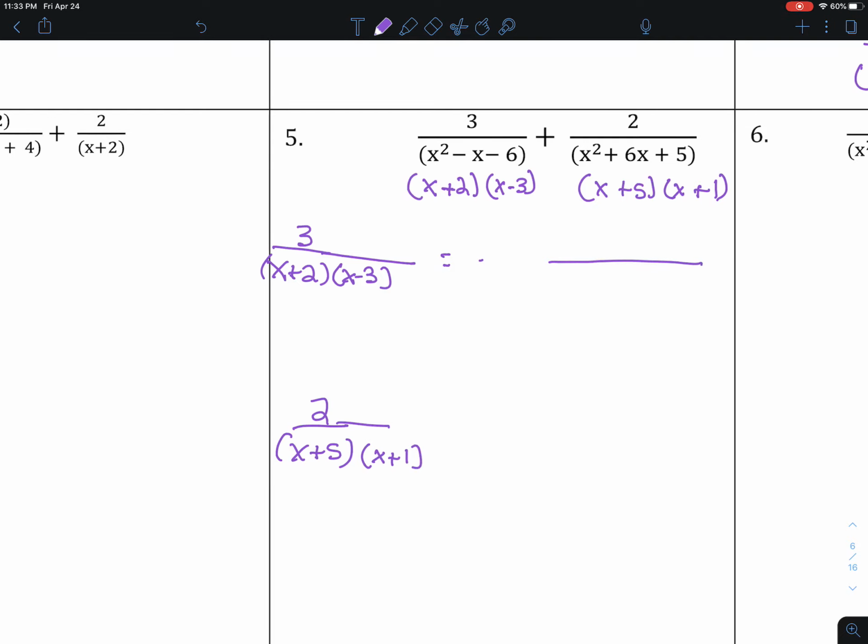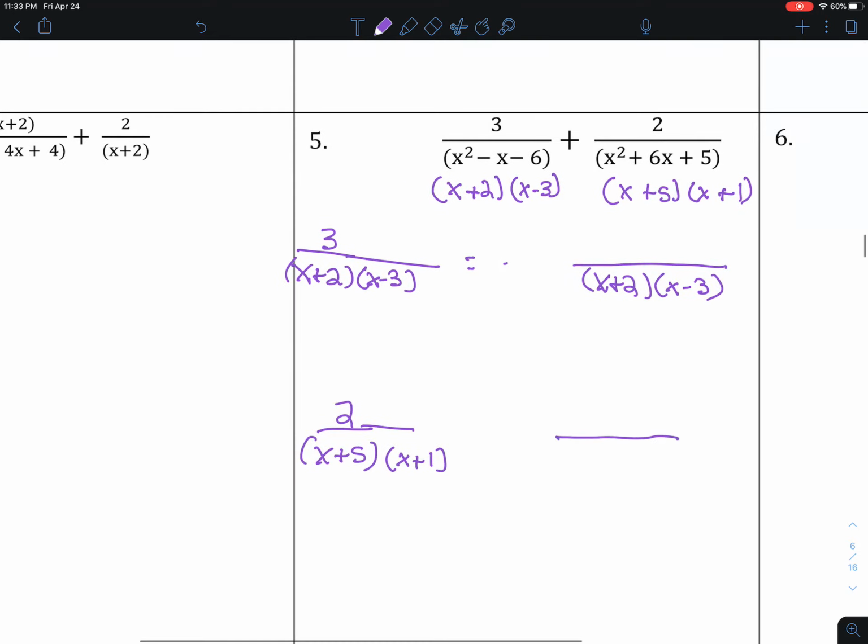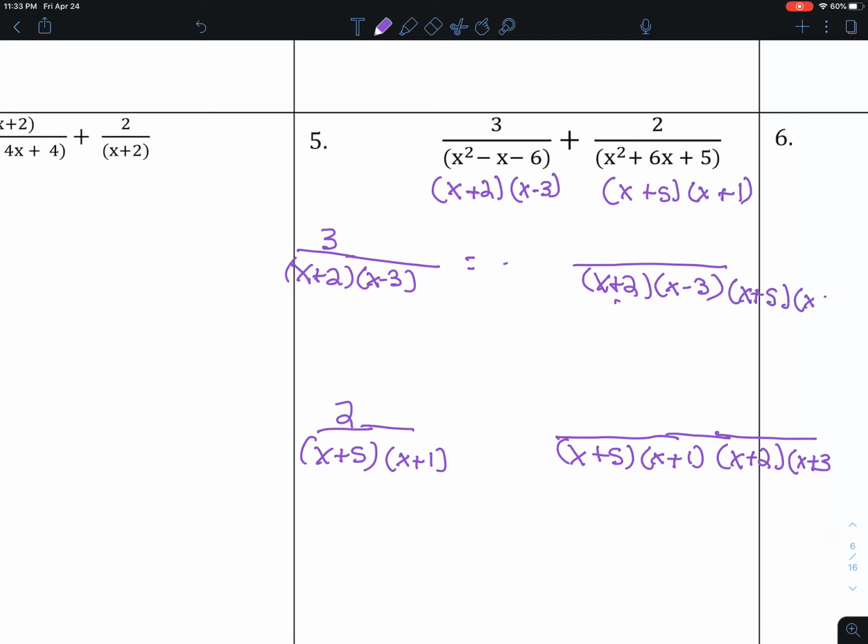Alrighty, what's this least common denominator? It's going to be a doozy. I have x plus 2, I have x minus 3, and here I have x plus 5 and x plus 1. So what do I need at the bottom? I need everything. So I need x plus 2, x minus 3. And what do I need here? I need x plus 5 and x plus 1. So what do I multiply the top by? What was it missing? X plus 5. I'm going to go ahead and multiply that out.